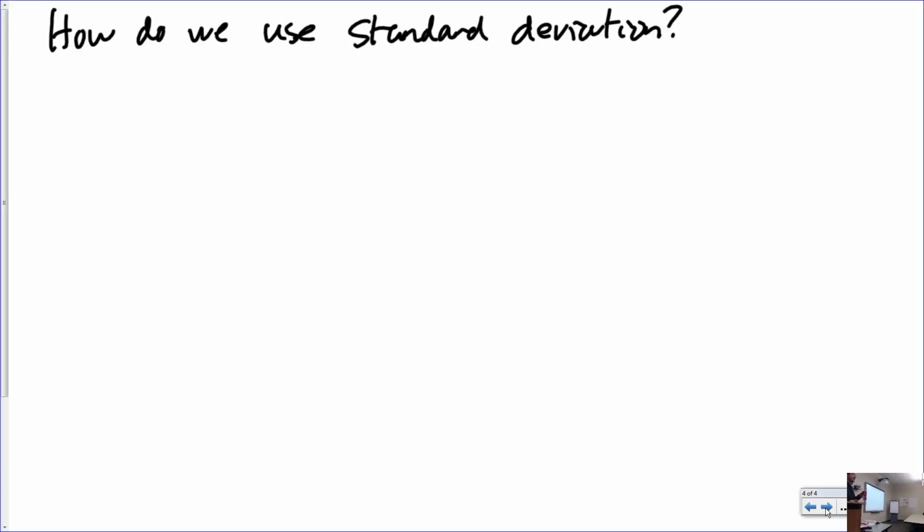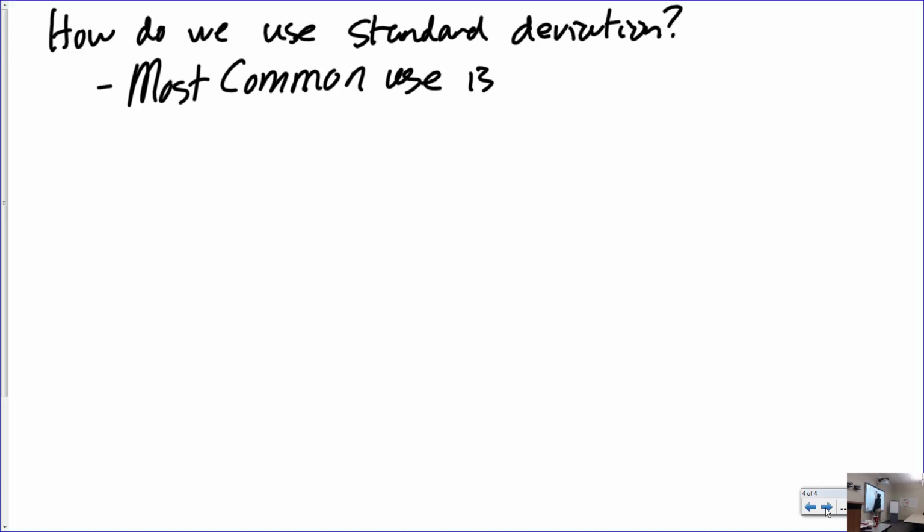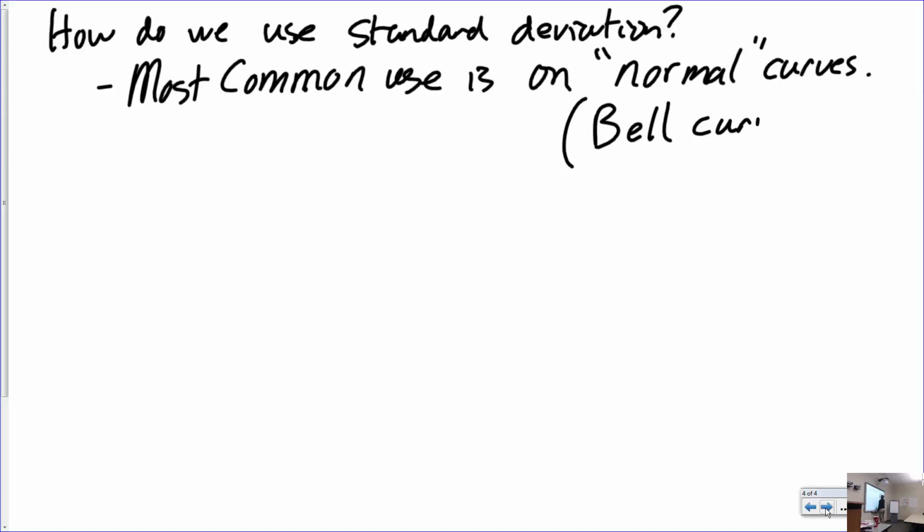So I'm just going to touch on this a little bit right now. We'll come back to it in more detail in chapter 6. But the most common use for the standard deviation is when you are working in what we consider to be, as statisticians, normal curves. Normal curves, folks, are bell curves. Okay?